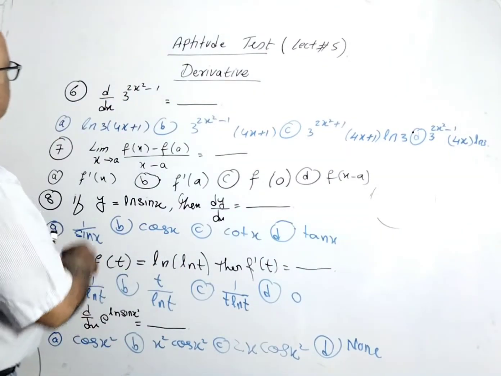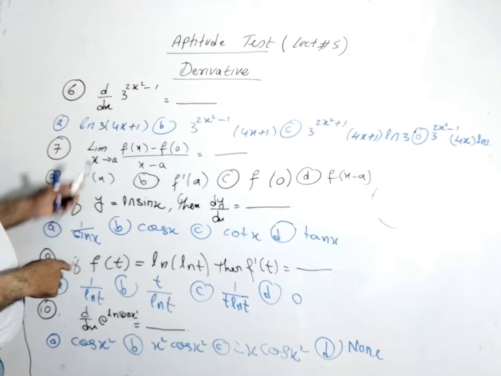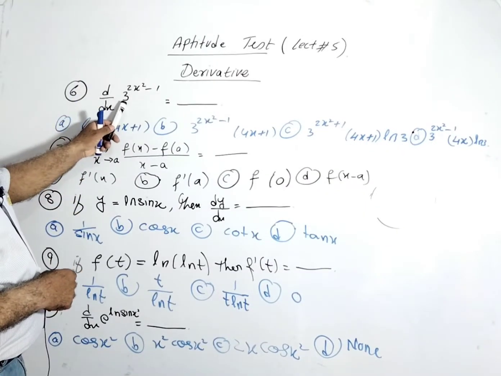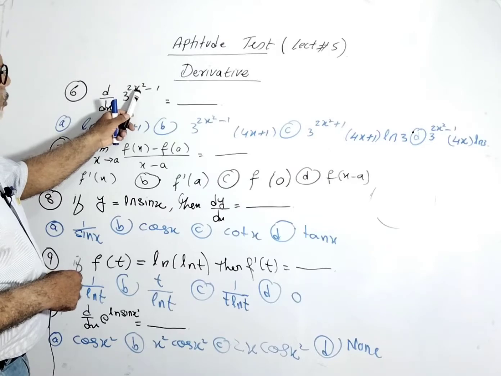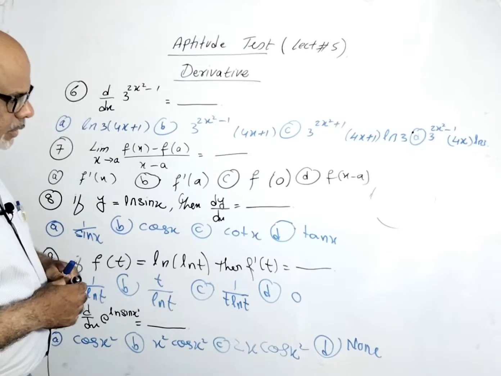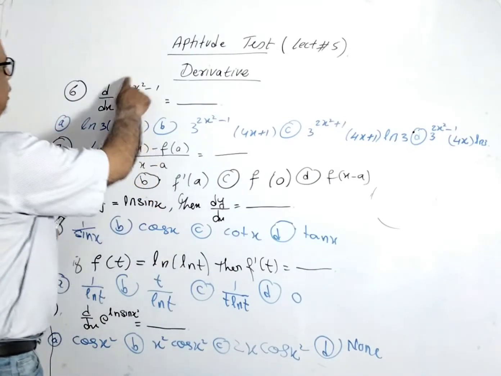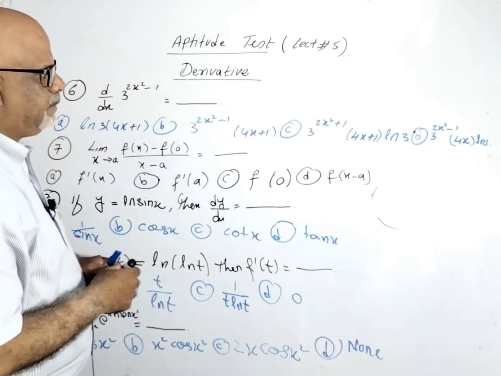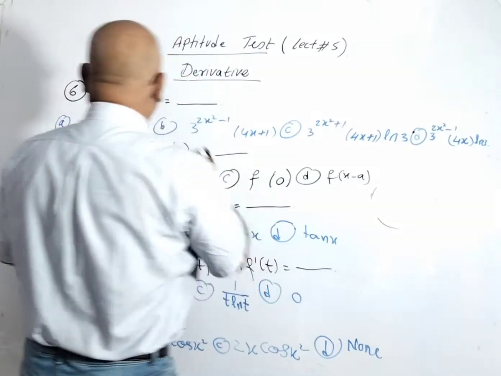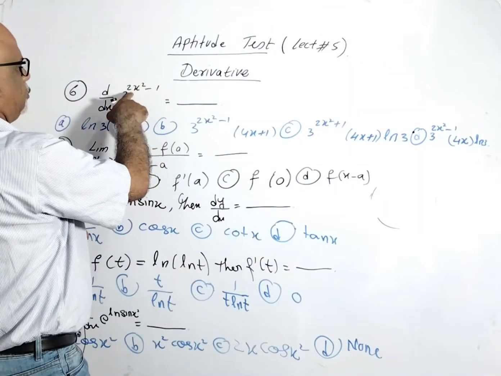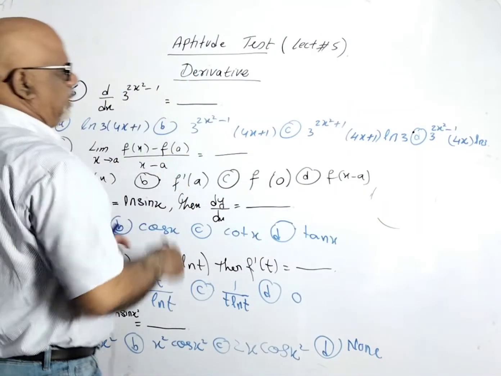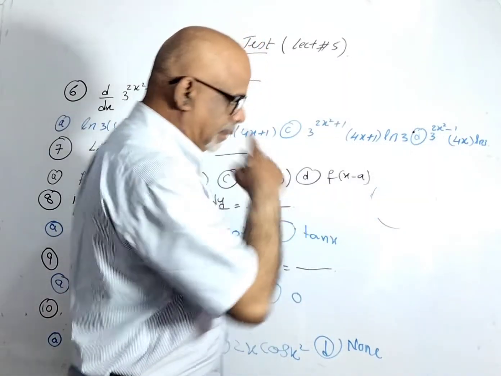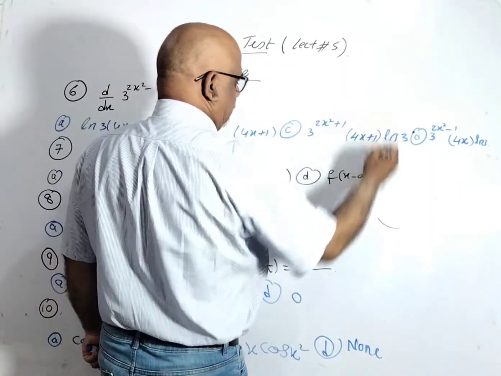Now come to the sixth MCQ here, that is the derivative of 3 power 2x square minus 1. So here the function remains the same, because we have to take ln on both sides, and then the derivative of 2x square minus 1 will be equal to 4x. How do we find this?